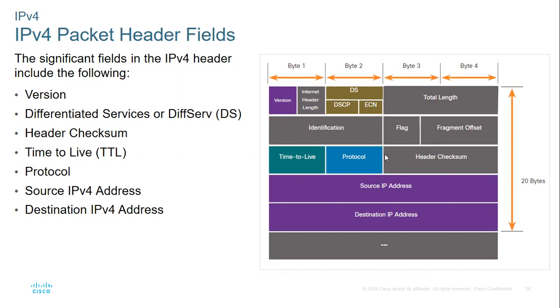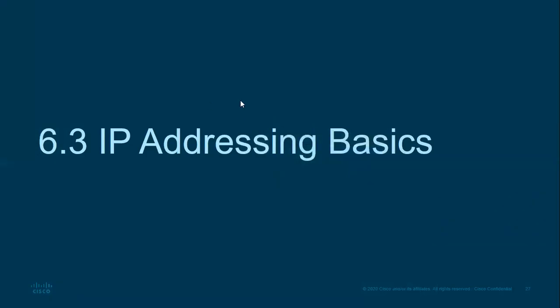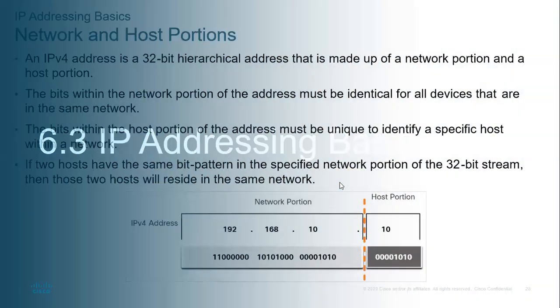Okay. So we have the protocol here, the header checksum for errors. This is the source IP address. And of course, we must have the destination IP address. Okay. All right. IP addressing basics.